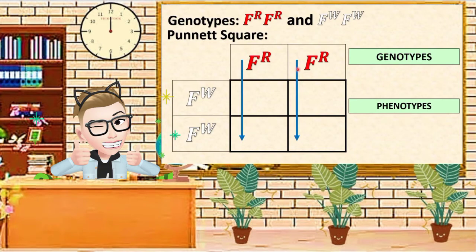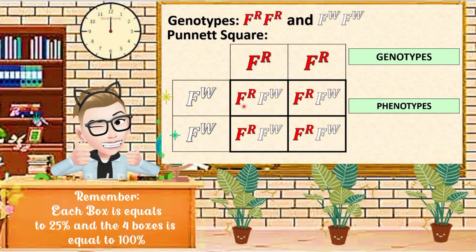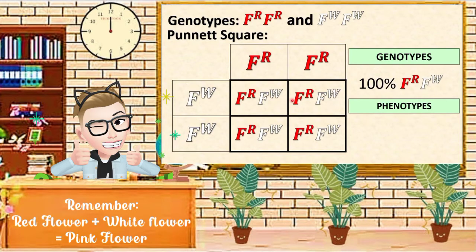The red, put it downward, and the white, put it sideward, mix them together. Alright, then let us identify the genotype. Always remember that each box is equivalent to 25% and the 4 boxes is equivalent to 100%. So, as you can see, each box has the same genotype, which is FR and FW, which is equal to 100% FW. That is our genotype.